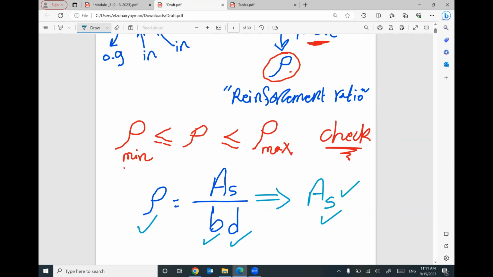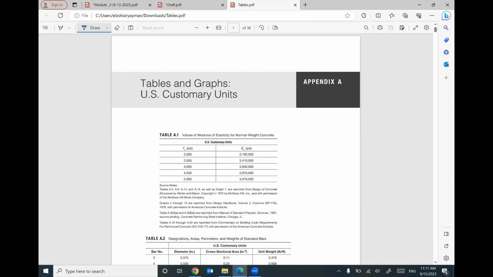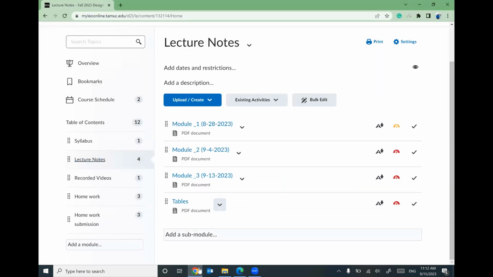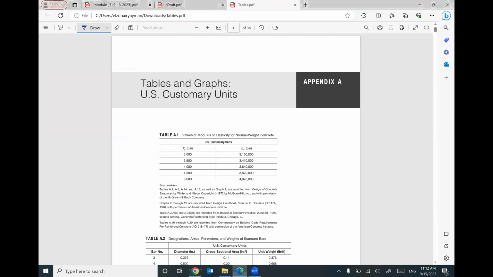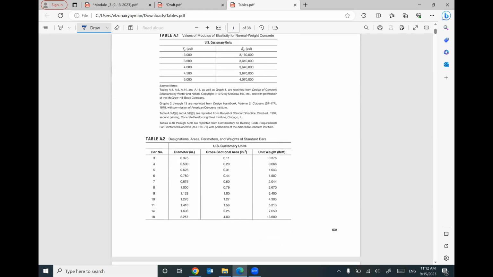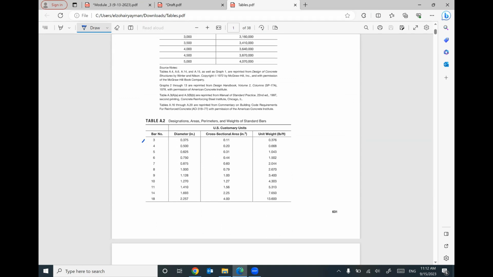Let's do an example and see what these tables look like. By the way, I uploaded these tables on D2L in the lecture notes. You will find the PDF file called tables. You are going to use this file many times during your homework, during your exam, during your life. This file includes a wide variety of tables. One of them, for example, on the first page is the number of bars.